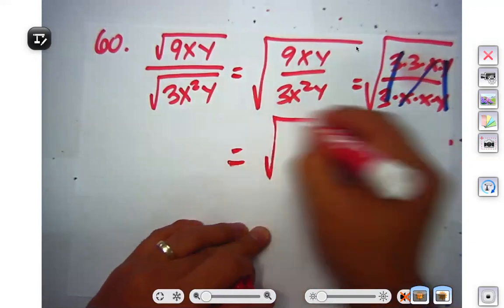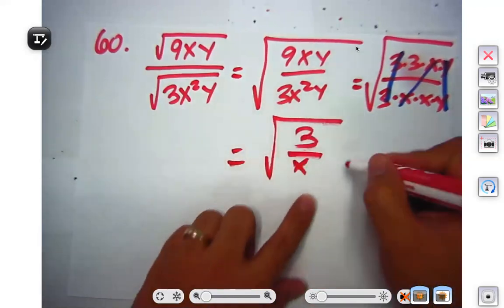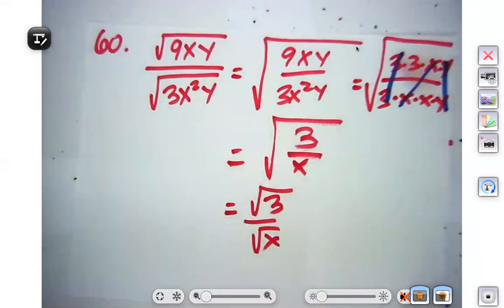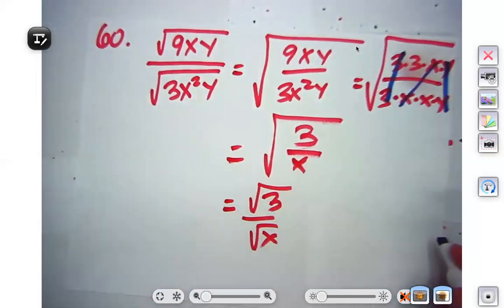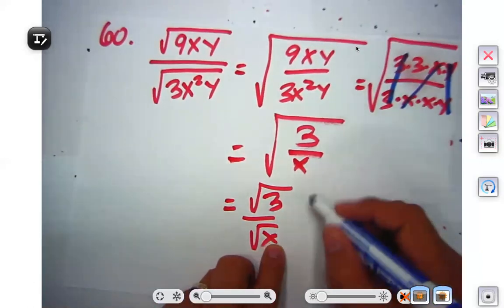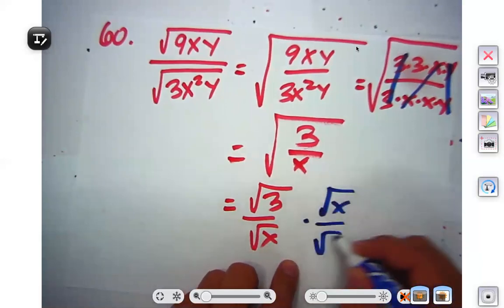That will be square root of 3 over x, which is now equivalent to square root of 3 over square root of x. Rationalize your denominator now after simplifying. What will make this a perfect square root? You multiply it by itself, square root of x, right? So you have square root of x over square root of x.